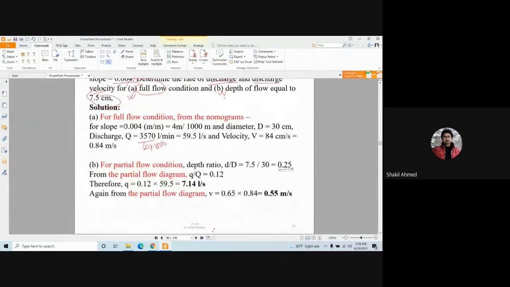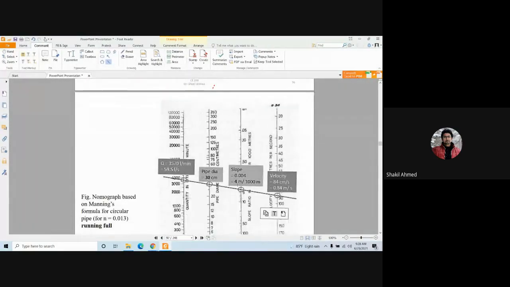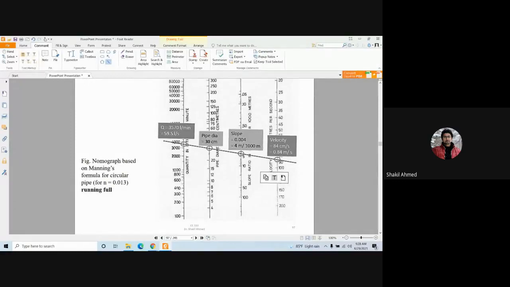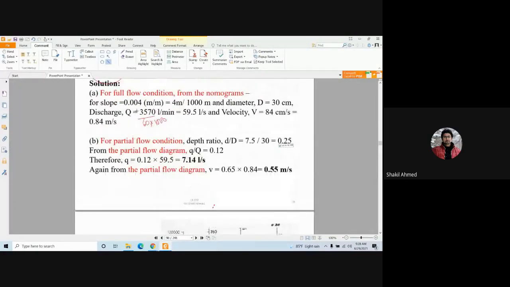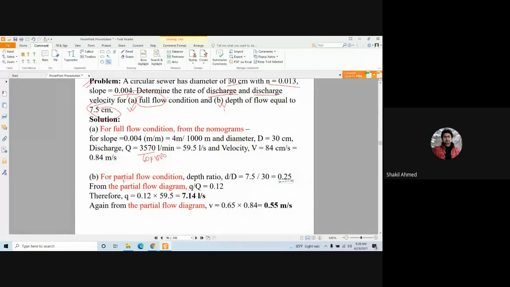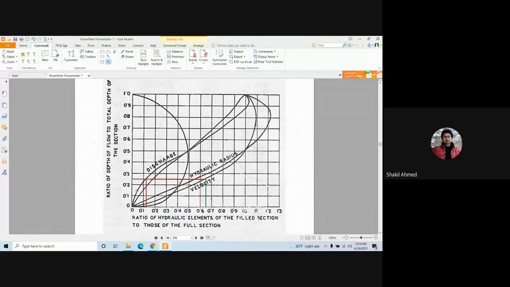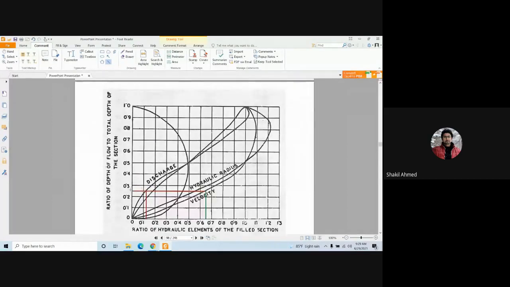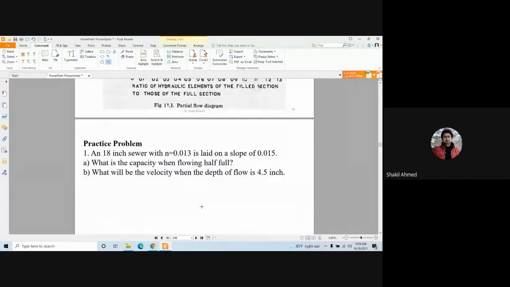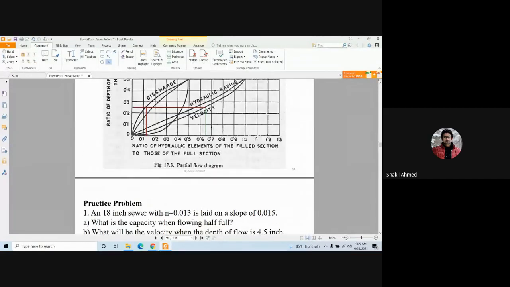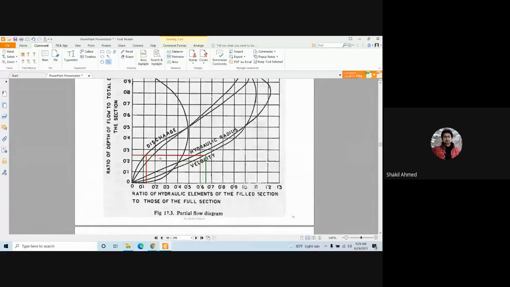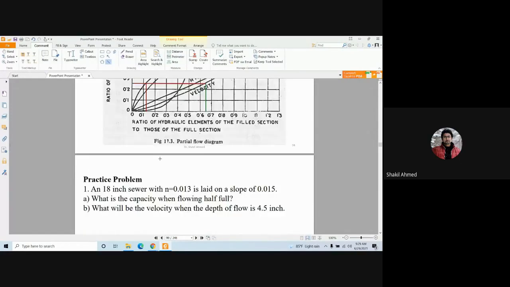You could have also used this nomograph to calculate the values, but you have to use the partial flow diagram also, right? Oh, they are using this graph. Maybe that's why 0.25 and 0.65. Anyway, I'll give you the nomograph in the exam, so that would not be a problem.